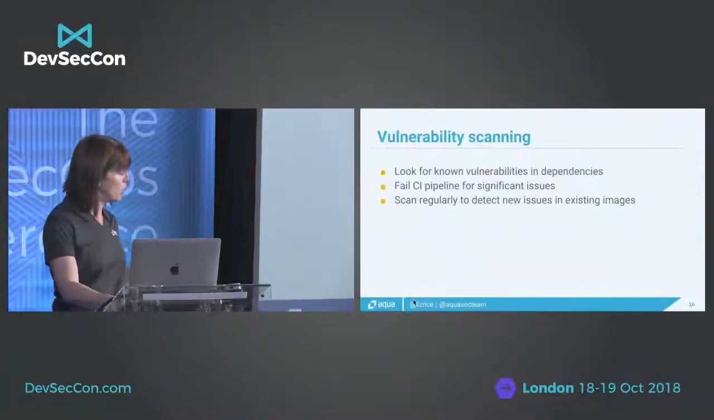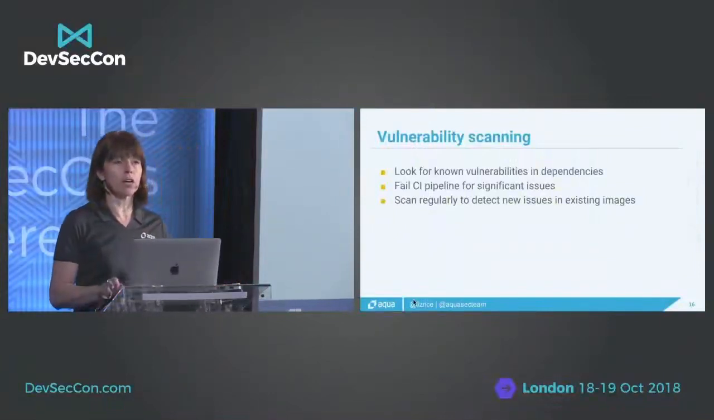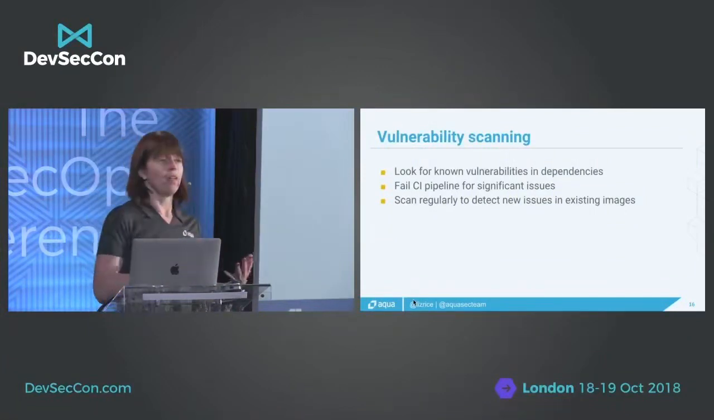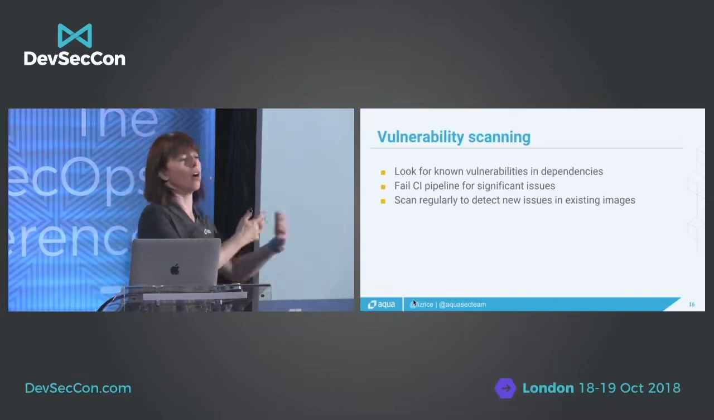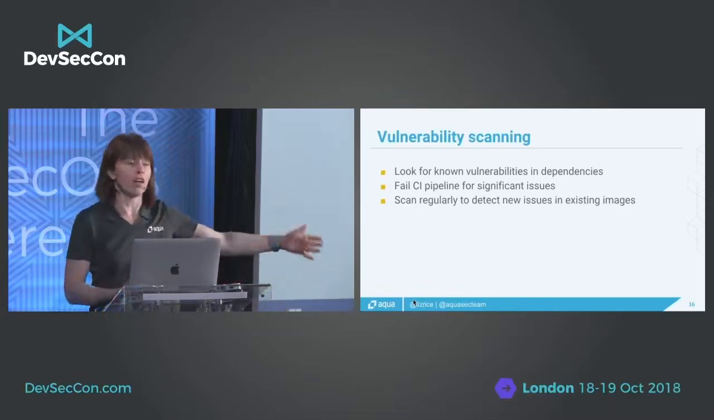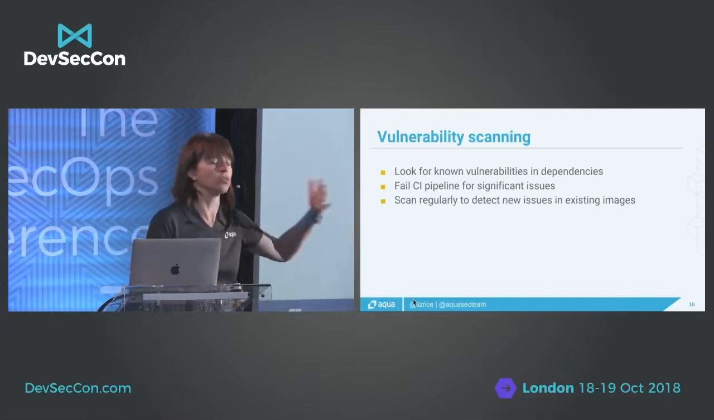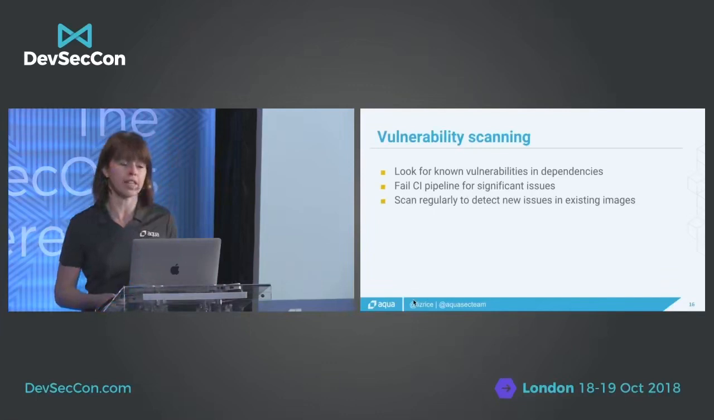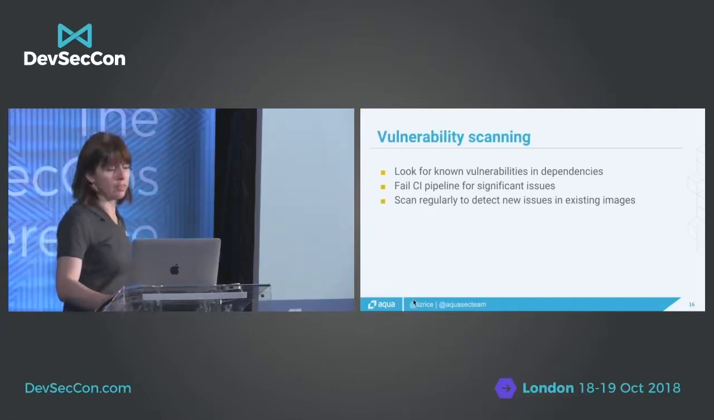By building it into the CI/CD pipeline, we can say, let's fail that build if we find significant issues. You also need to be doing vulnerability scanning on a regular basis because, as I'm sure you all know, new vulnerabilities get found in existing code, in old code. So you could have a library that you build into your images that you've depended on for 3 years, and tomorrow somebody could find an important vulnerability in it. So regular scanning is an important factor.